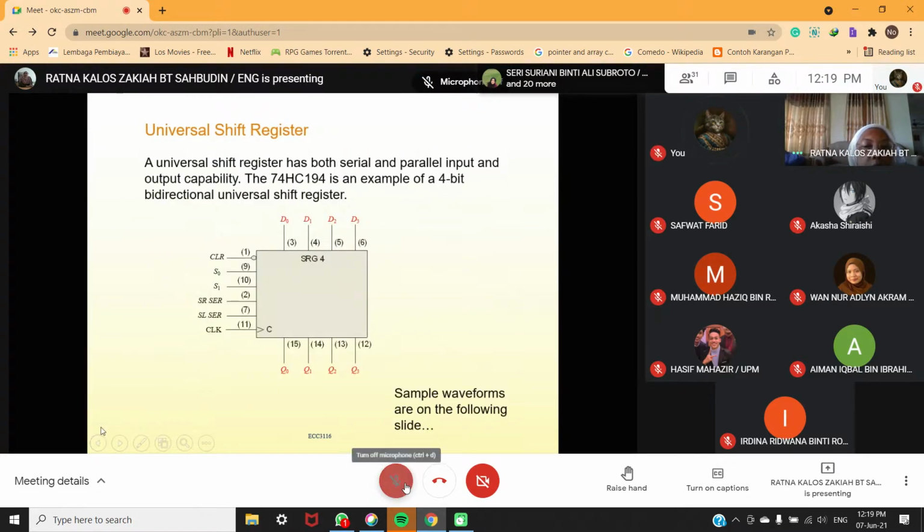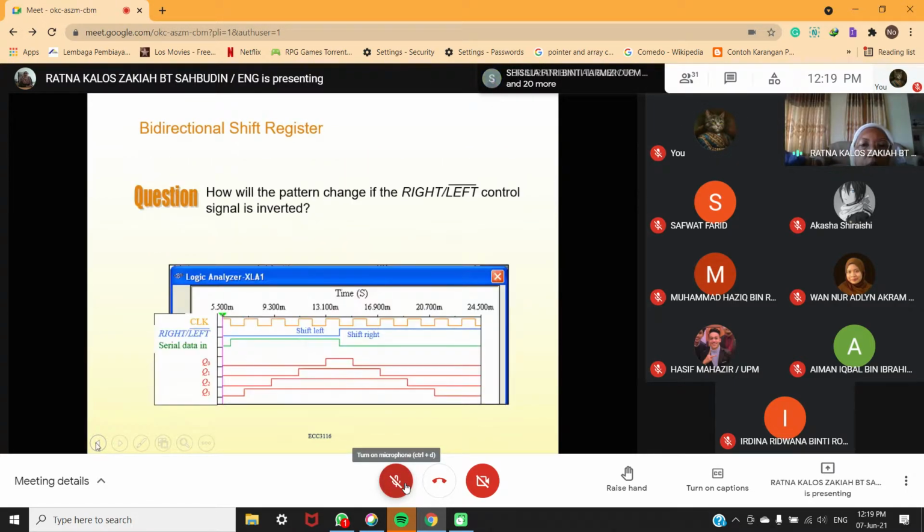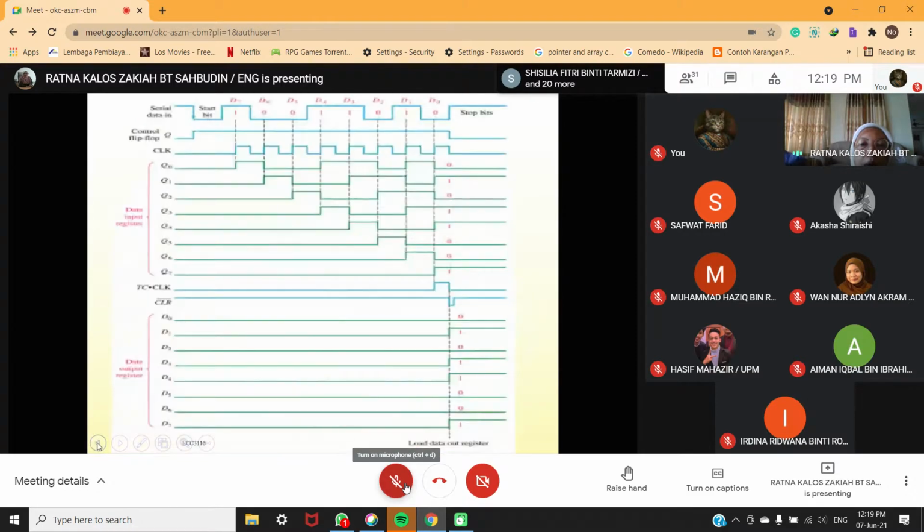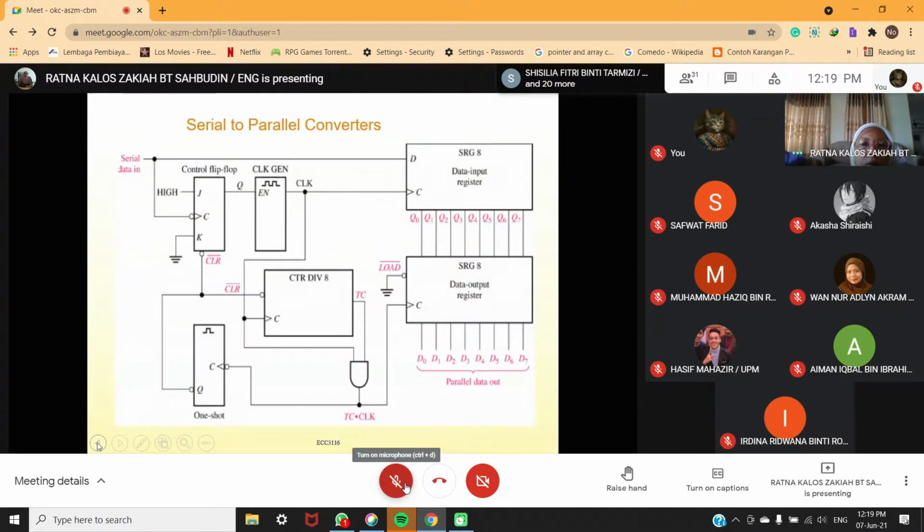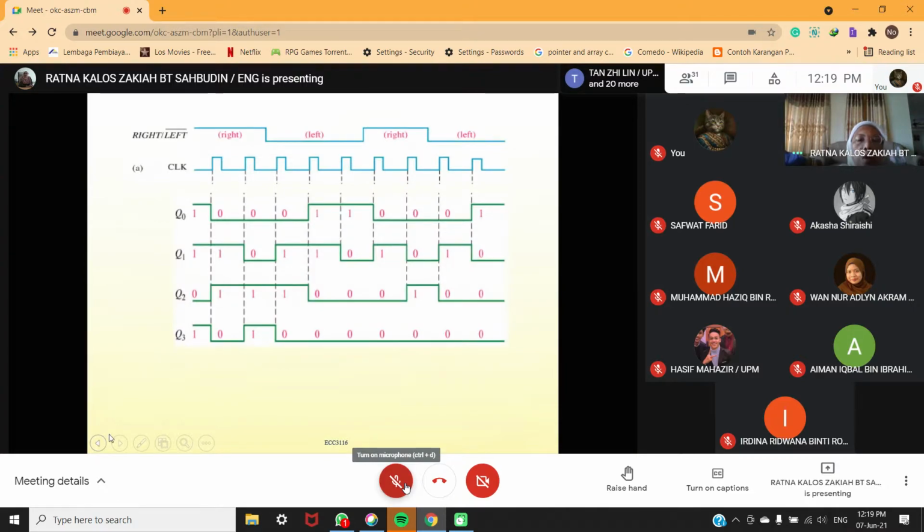Wait, I show you this one. Go back. Not this one. Shift to the left. So here going up, going up, going up. Sorry, this is going right. Going down, going down.